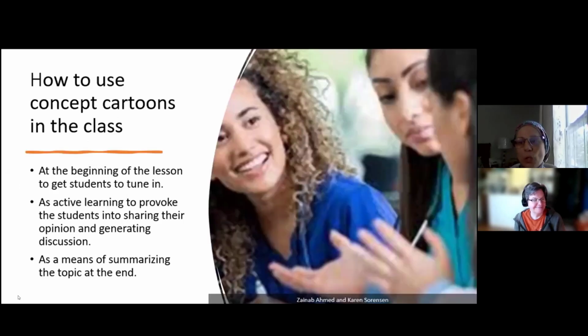Okay, so let's look at how we can use concept cartoons. They are easy to use in a classroom as part of normal teaching because the ideas transmitted through cartoons are easily understood, fun, and engaging. An instructor can use them at different stages of the lesson: at the beginning of the lesson to get students to tune in, as an active learning activity to let students share their opinions and generate discussion, or as a means of summarizing the topic at the end.